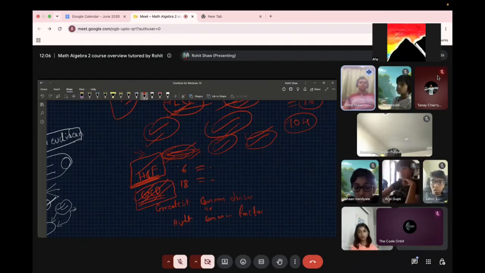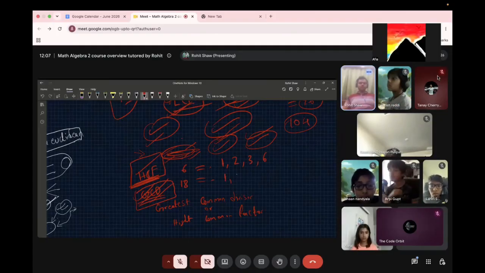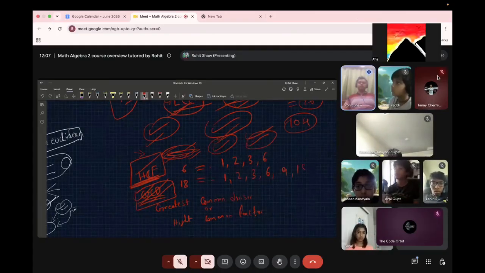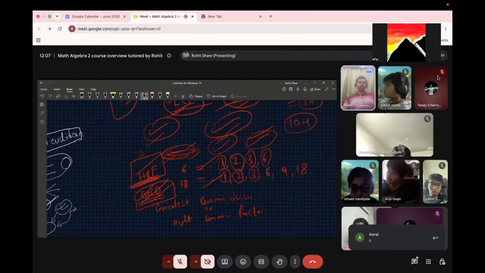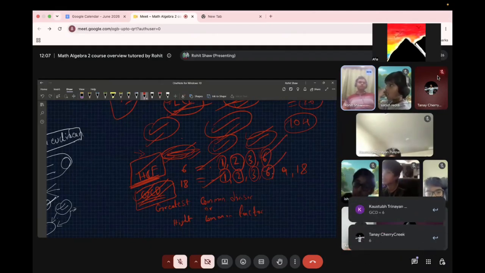So what are the factors of 6? It is 1, 2, 3 and 6. And for 18 it is 1, 2, 3, 6, 9 and 18. So these are the factors. Now you need to find the greatest common factor. What are the common factors? Common factors are 1, 2 is also common, 3 is also common, 6 is also common. 9 and 18 are not common. You need to find the factor which is greatest. Yes, 6. So 6 is the greatest common factor.